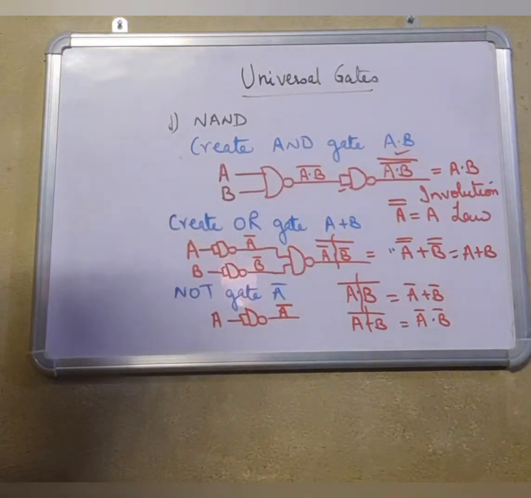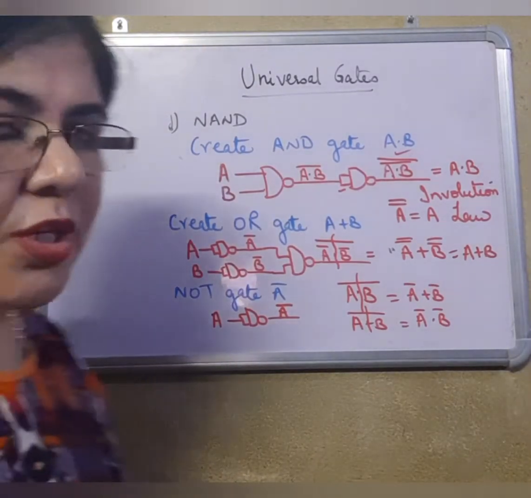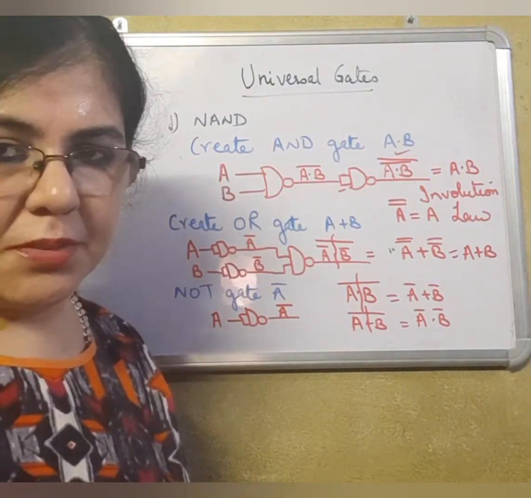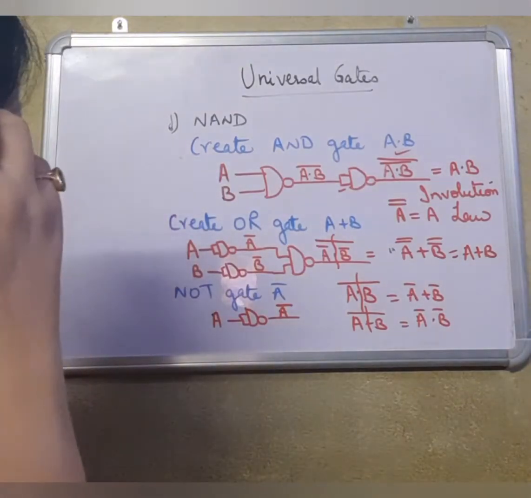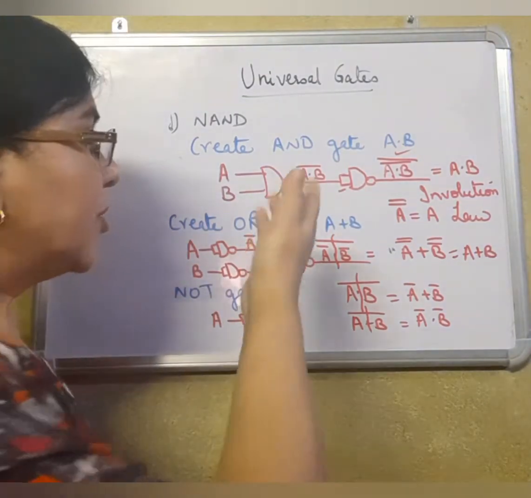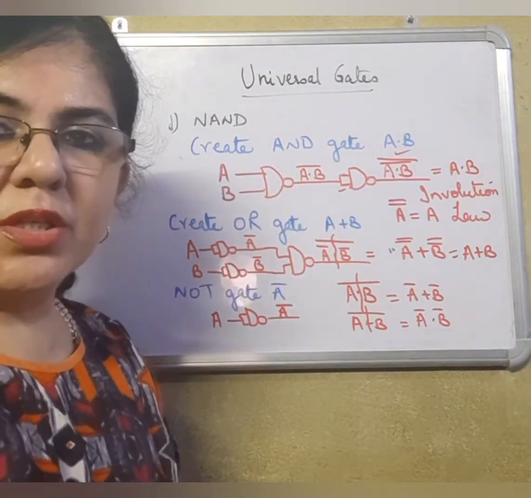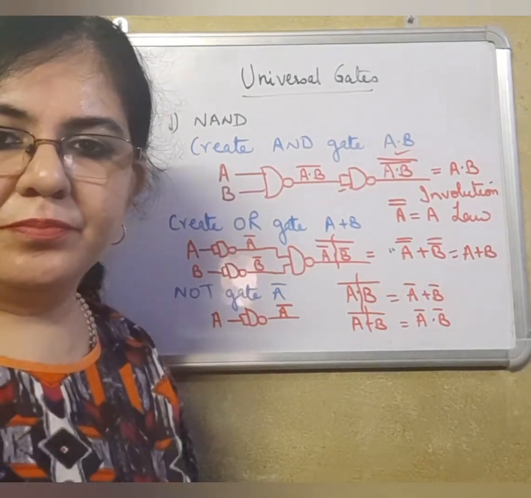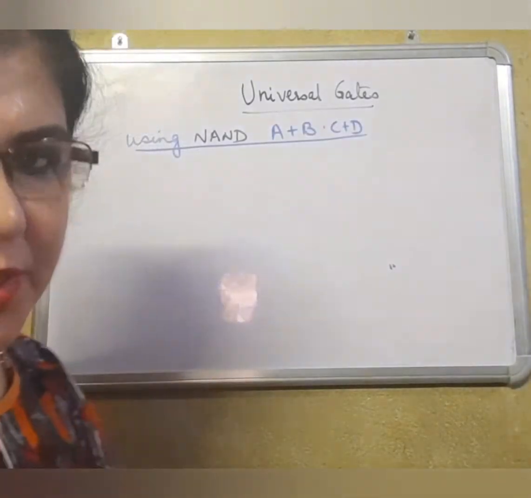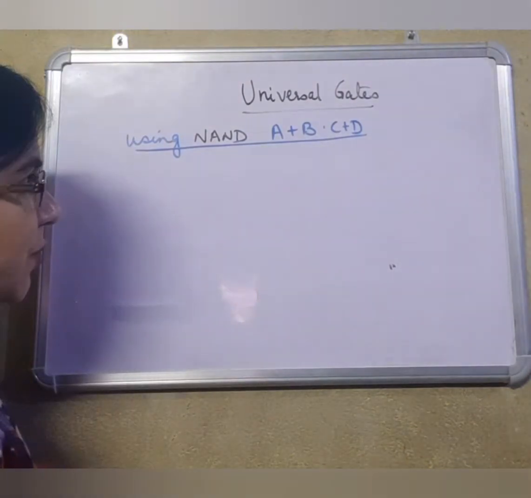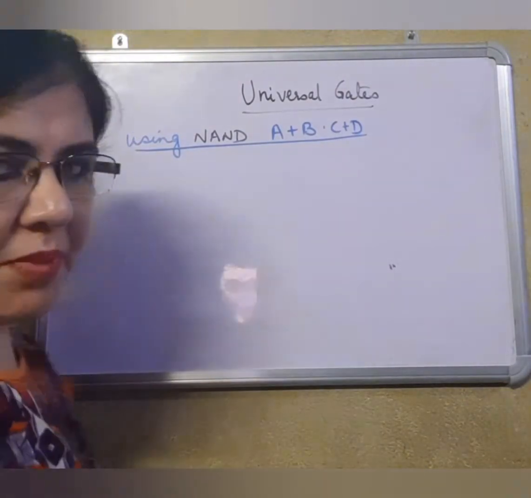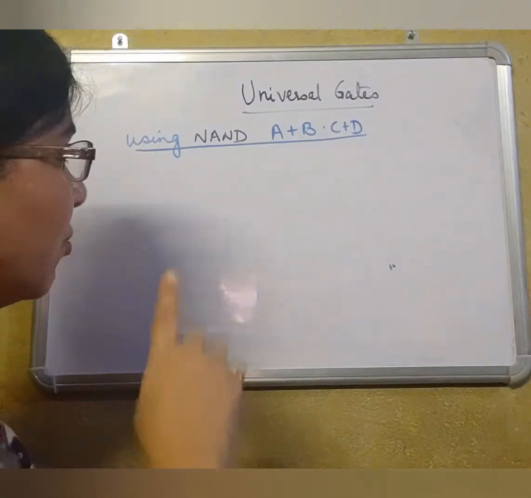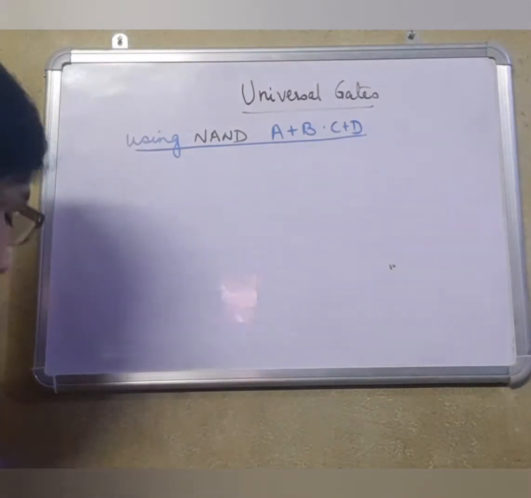Now, if the same things had to be created using NOR, how we are going to do it? But before we go on to NOR, let's look at some of the questions which can be solved with NAND gate itself. Let's have a look. Now, this question is there. Using NAND, we have to create A plus B dot C plus D. Using NAND means no other gate. We will be using only this. So how we are going to do?